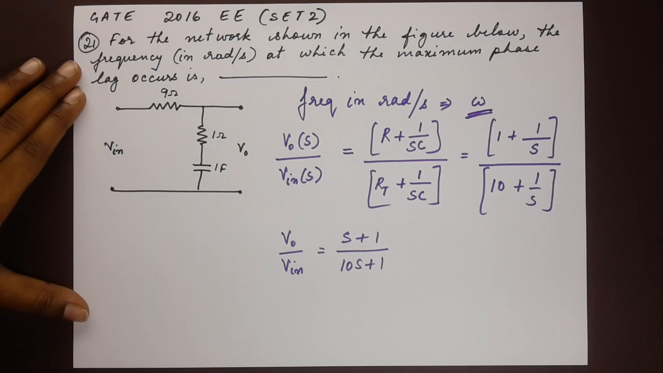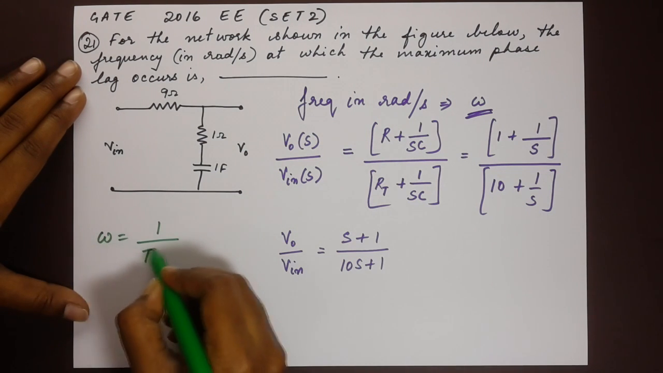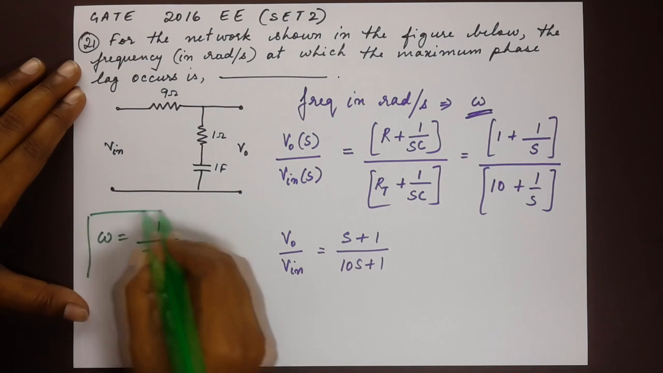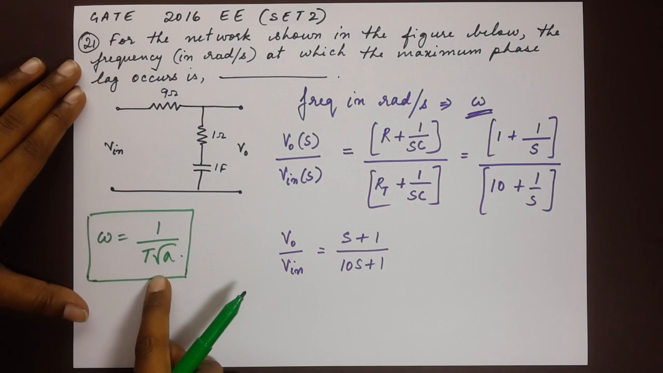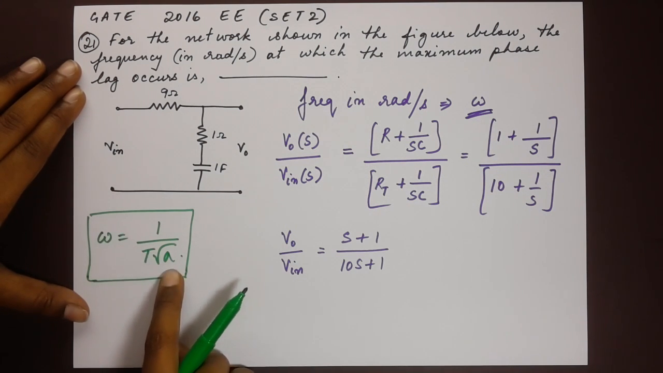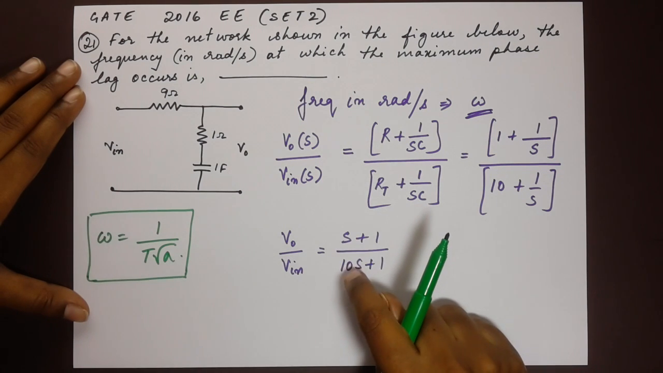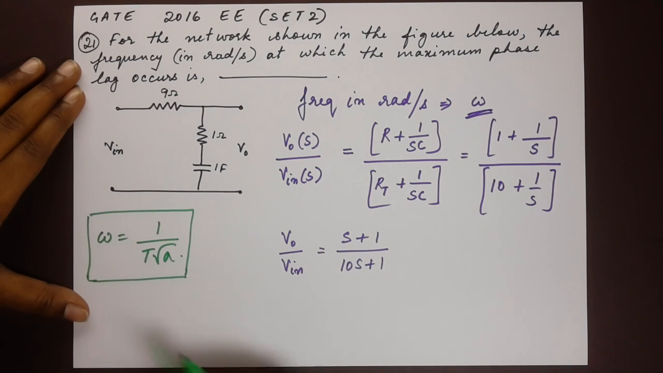Okay, so omega, the frequency, here is a very basic formula, an important formula. Omega is equal to 1 by T root A. It'll do good to remember this. Omega is equal to 1 by T root A. Now the values of T and A will correspond to the coefficients of S in the ratio of output by input. So here is an important point.